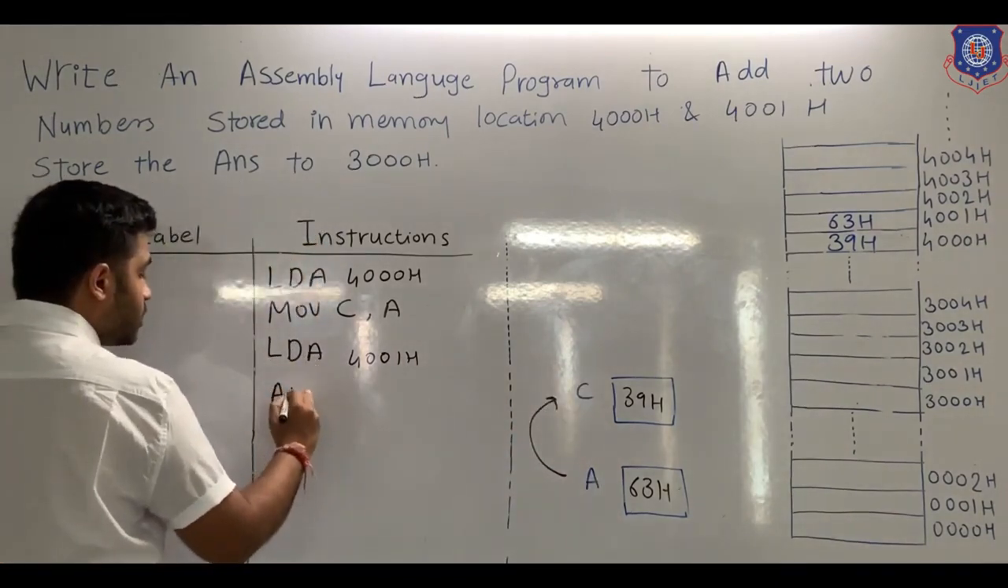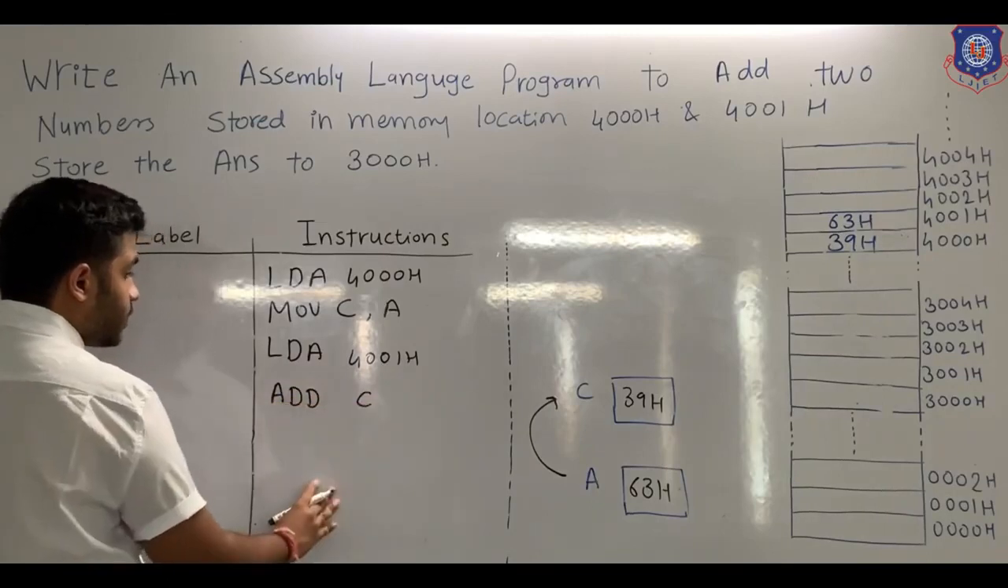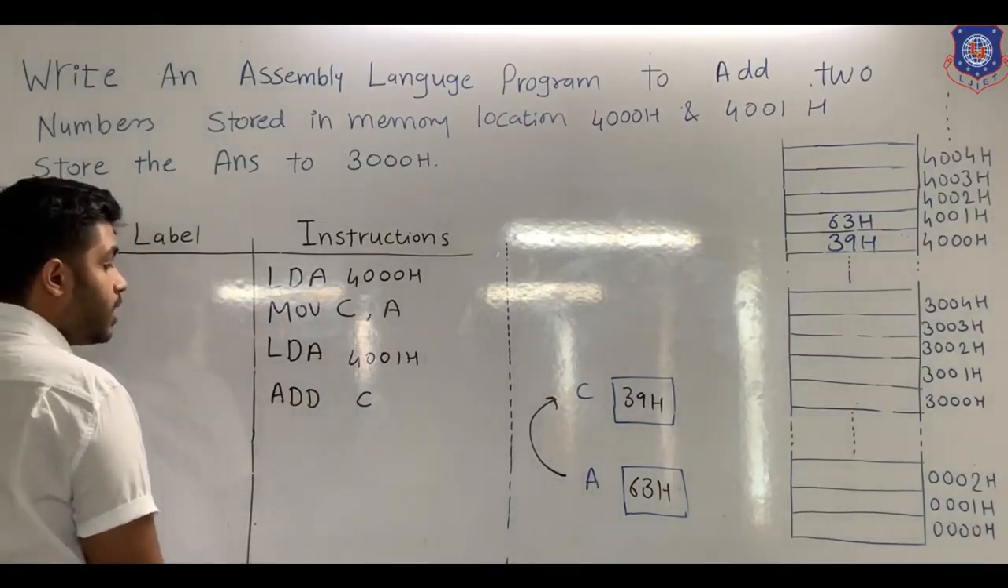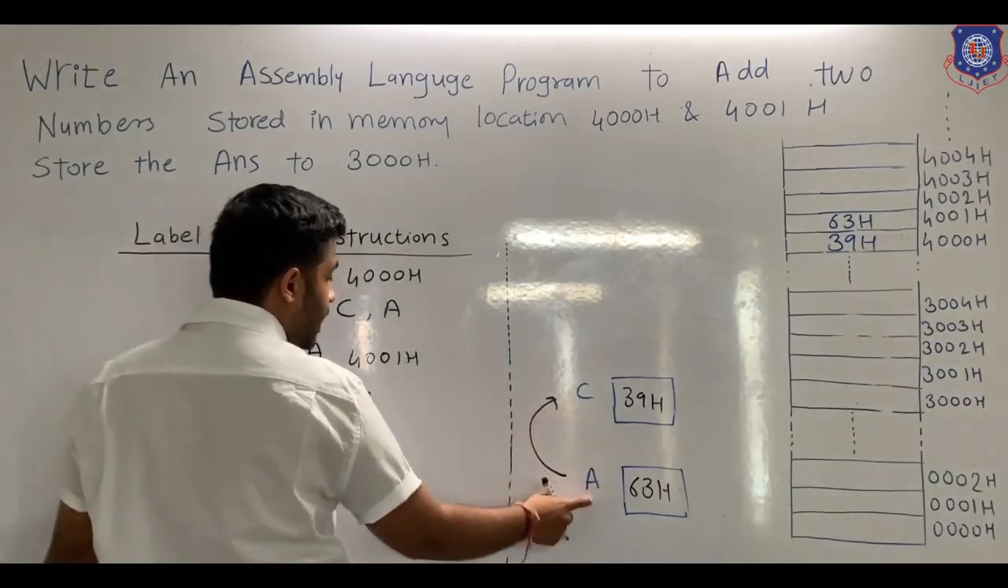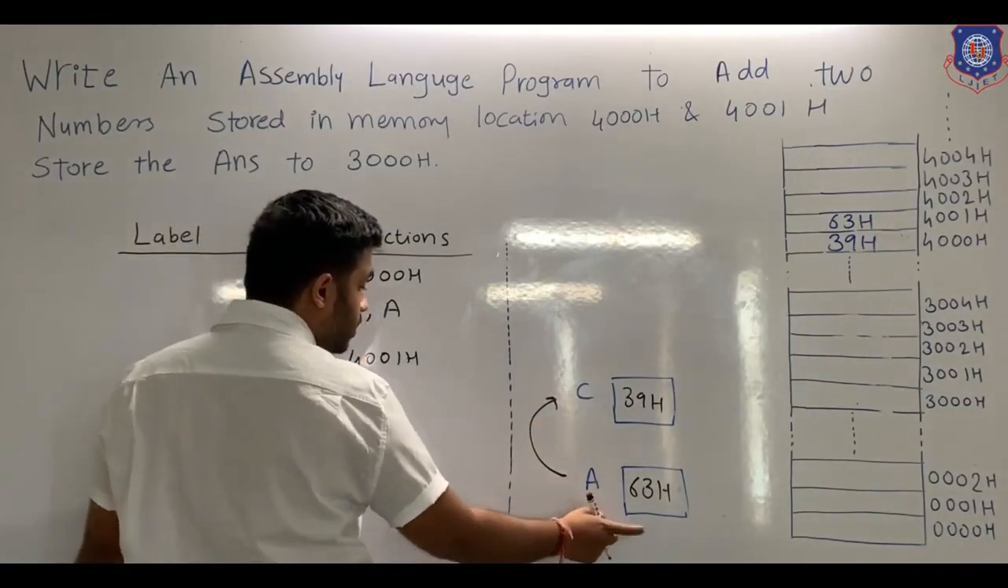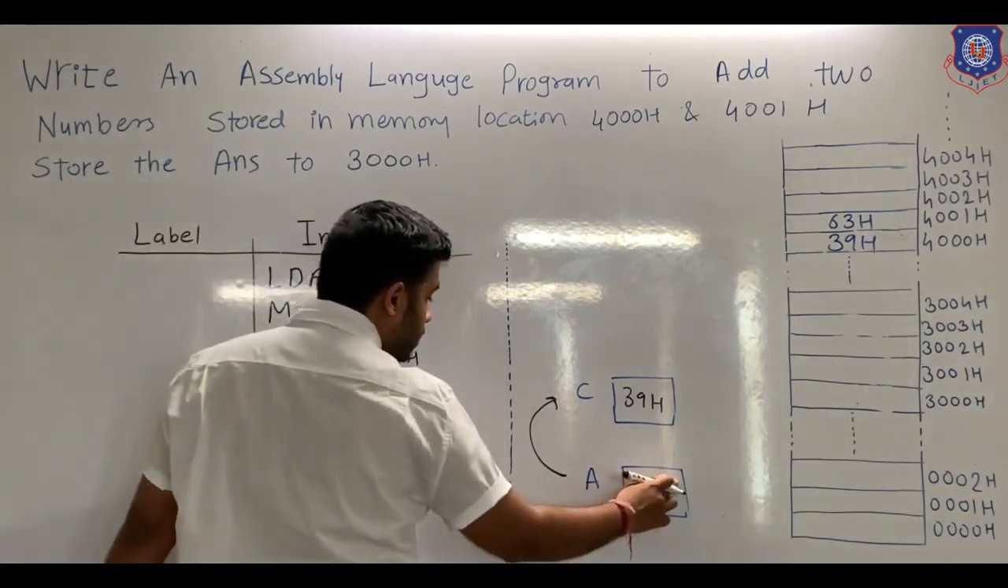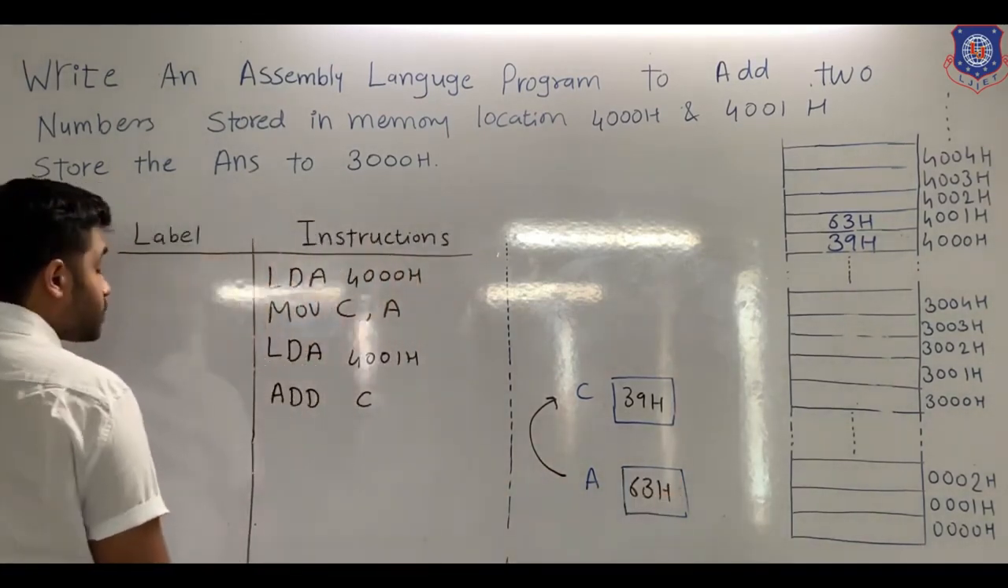So we will use the instruction ADD C. What is the meaning of ADD C? ADD C means add the content of register C to the accumulator, and the answer will be stored in the accumulator. So when we perform ADD C, in the accumulator we will get the answer.